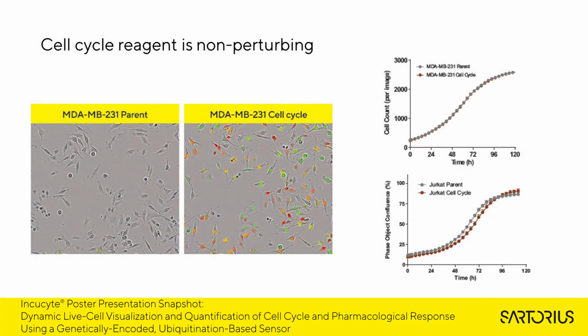As with our entire suite of live cell imaging reagents, the cell cycle reagent is non-perturbing. Shown here are images of parental MDA MB231 cells and stable cell lines expressing the Incucyte red-green cell cycle lentivirus reagent. By looking at the images, you can see no distinct change in morphology from the genetically encoded cell cycle reagent. Further, the growth kinetics of the parental strain and the genetically modified strain are similar. The data for 2 cell lines, an adherent and a suspension cell line, are shown above.